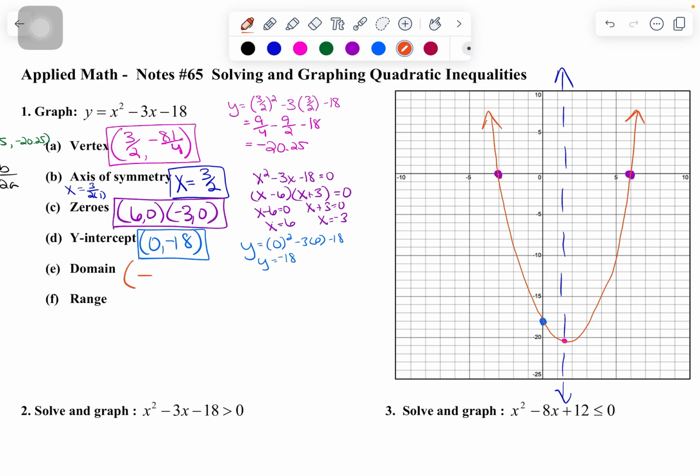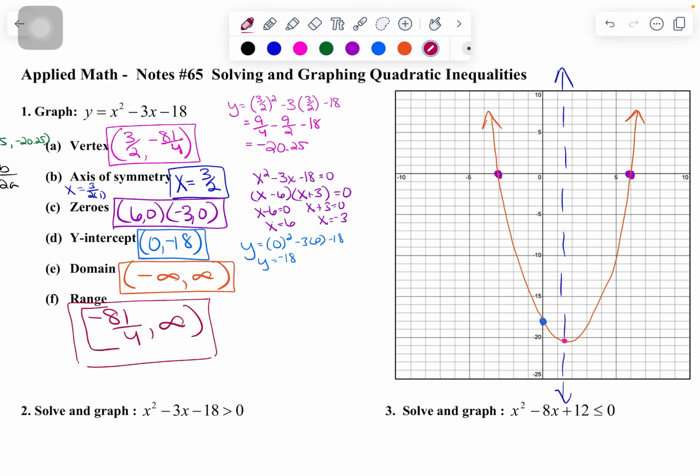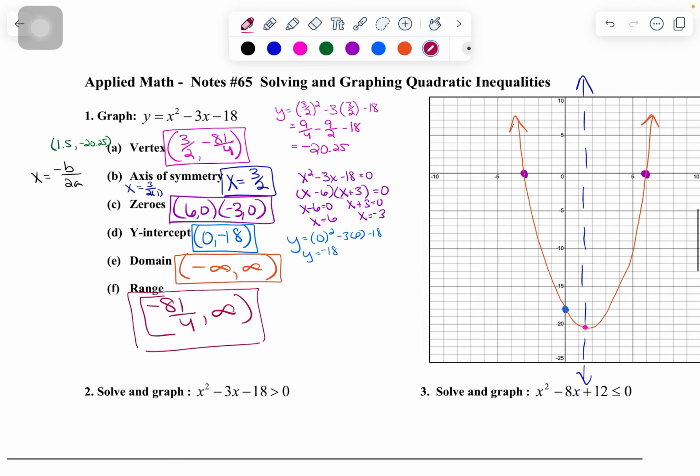Domain here: possible x values are going to be everything. There are no limits to what you can put in for x. Range does have a limit for the outputs you're going to get. You'll notice this graph has a lower boundary. There's no point lower than that. So that lower boundary is where we're going to start: negative 81 over 4, and then we go to infinity. All right, that is the work for number 1 here. There's all the little bits, parts, and pieces.